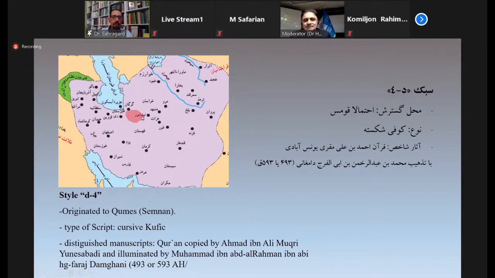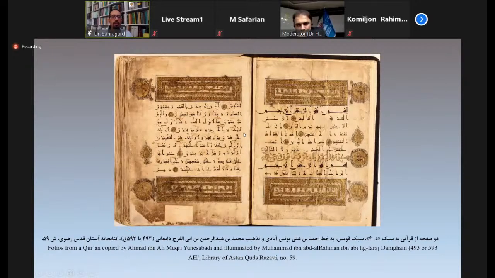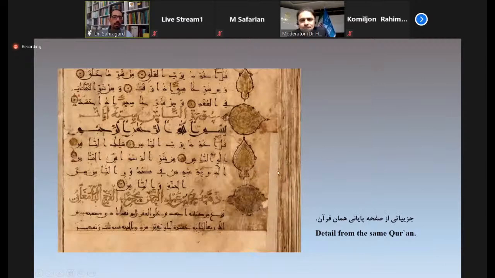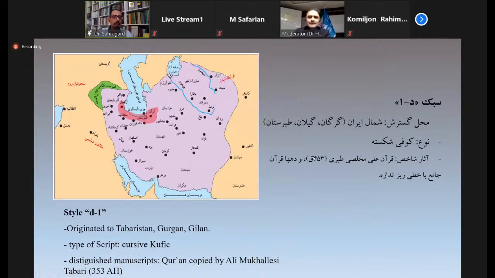Our next style is in today's Semnan, and the calligraphist has a nickname of Yunusabadi and Damghani, which are the cities and villages around Semnan. It's a very small city, which is detectable based on the criterion I previously mentioned.